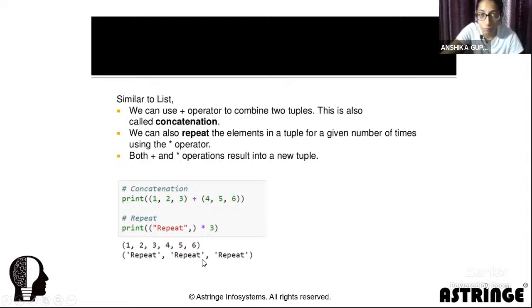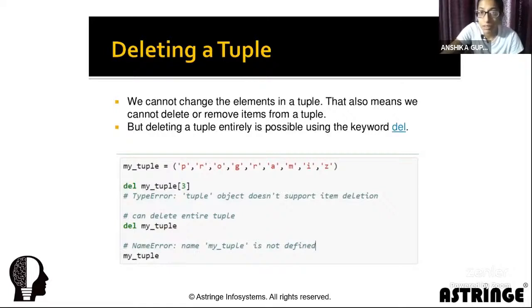Okay. Now, how to delete a tuple? Just like the list and string, we cannot change any tuple. That means we have to use an operator or keyword for that. For deleting a tuple, it gives me the del operator. If I use the del keyword on an item, like 0, 1, 2, 3, it will give me an error like tuple does not support item deletion. It can delete the entire tuple, but it cannot delete any single item of the tuple.